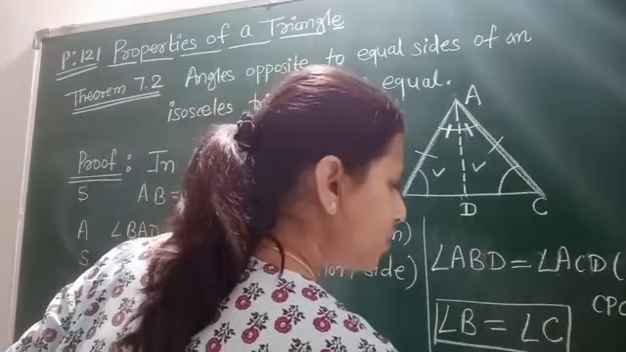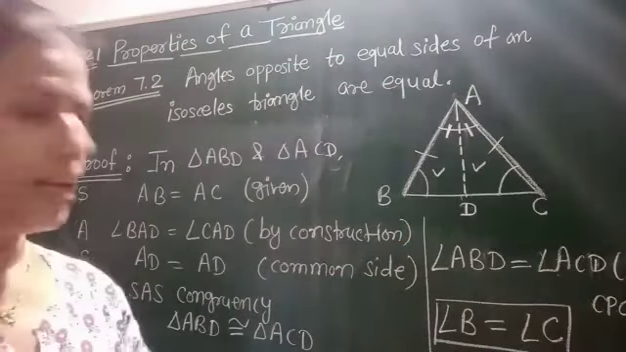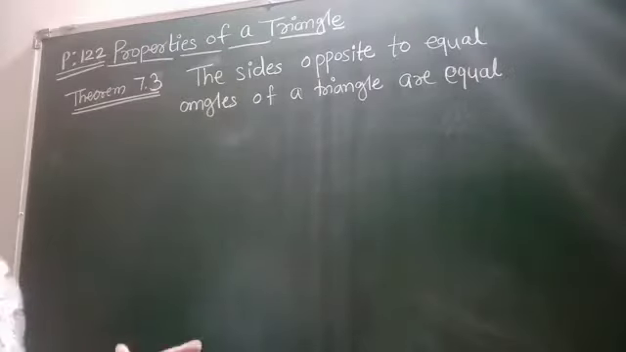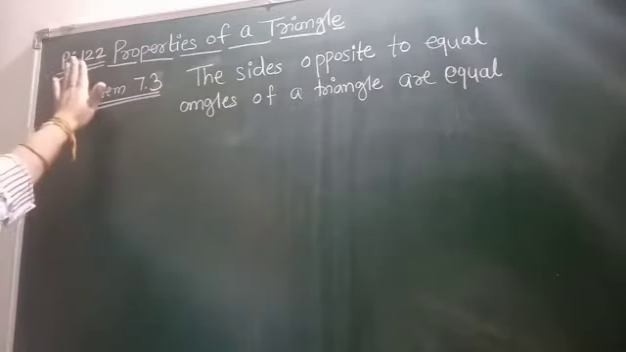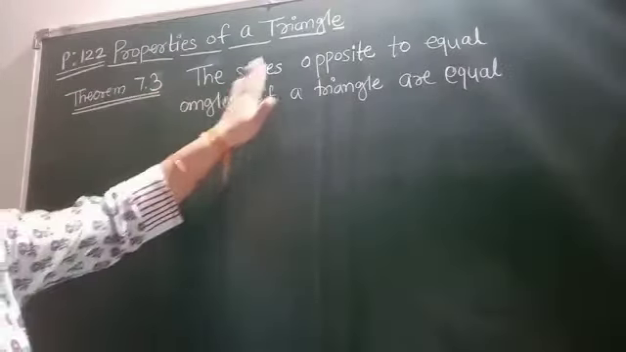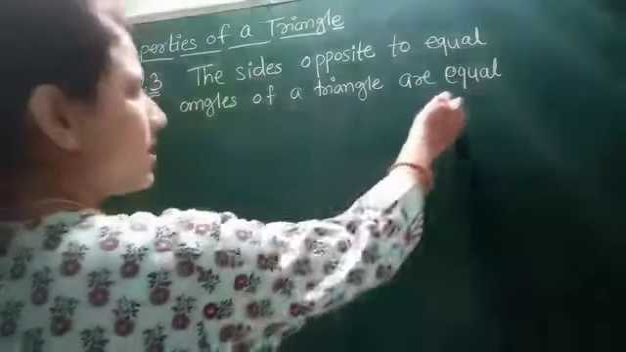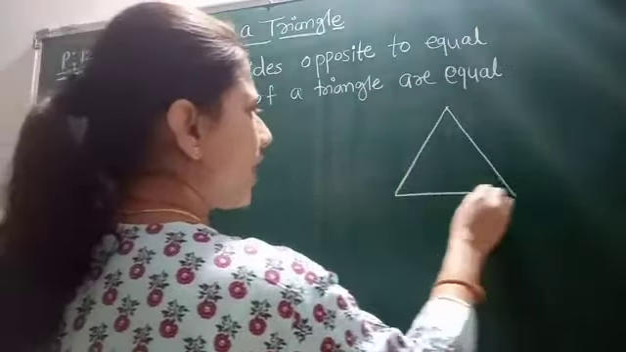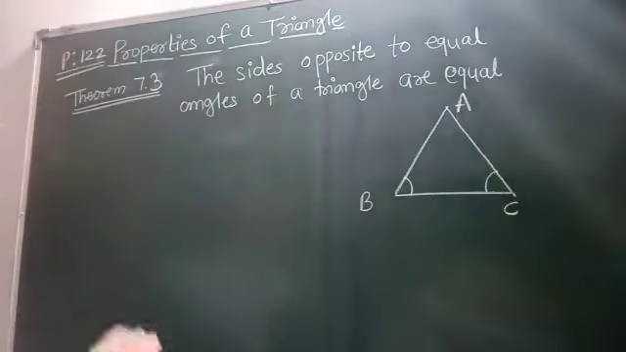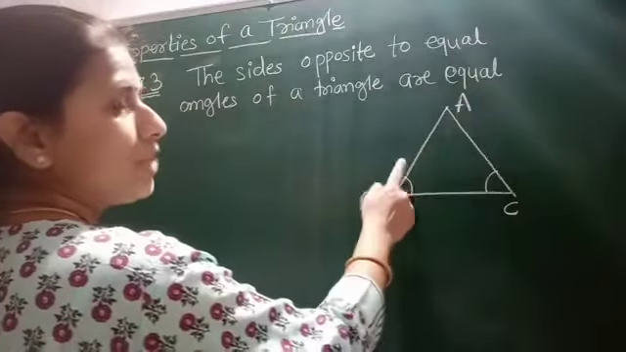So always remember, students, when two sides of a triangle are equal, then their opposite angles will also be equal. Now the converse of this theorem is given on page number 122, theorem number 7.3. And what is the statement? The sides opposite to equal angles of a triangle are equal. Just the opposite. Let's take one triangle ABC in which angle B is equal to angle C is given here.